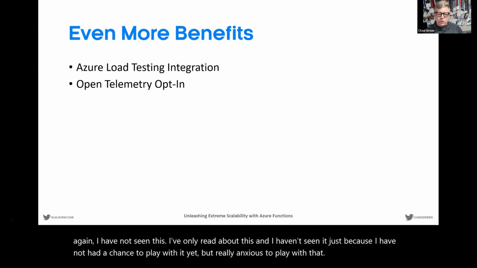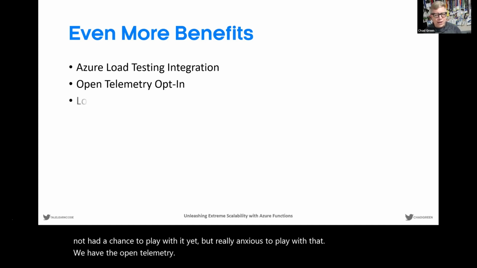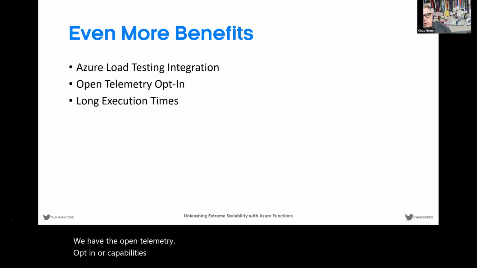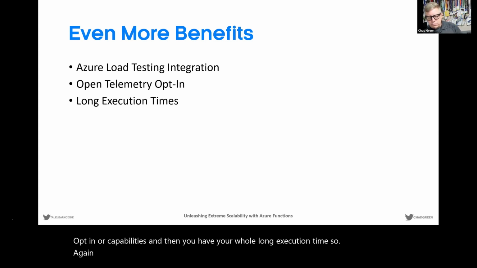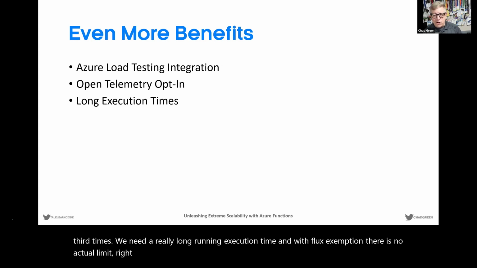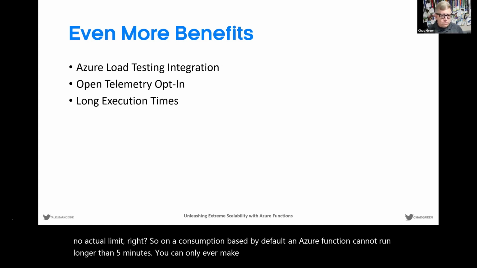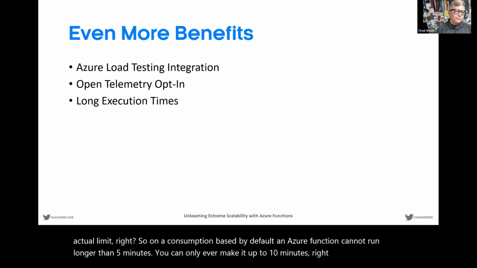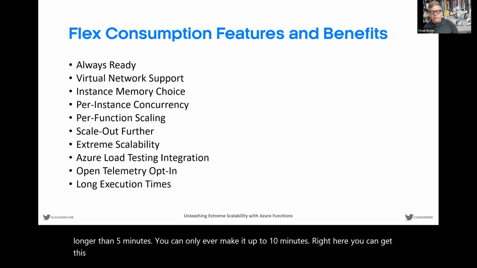We have the open telemetry opt-in capabilities, and then you have your whole long execution time. So again, I talked about functions in general. Your function as a service is generally short running, but there are times we need a really long running execution time. And with flex consumption, there is no actual limit, right? So on a consumption base, by default, an Azure function cannot run longer than 5 minutes. You can only ever make it up to 10 minutes. Right here, you can get this. So lots of great benefits.